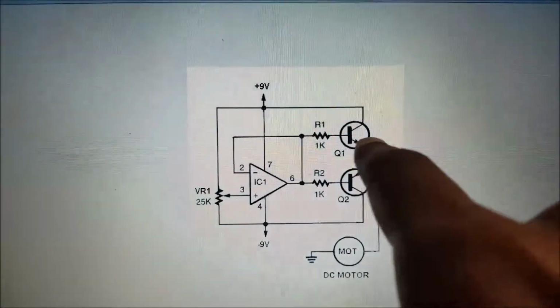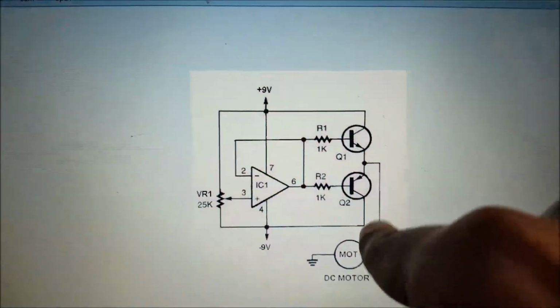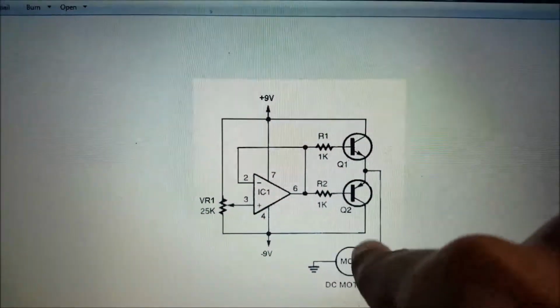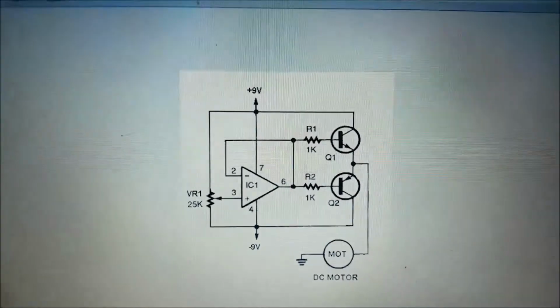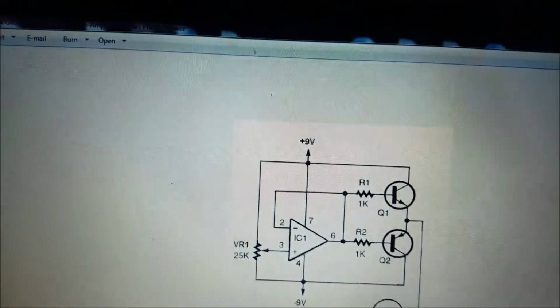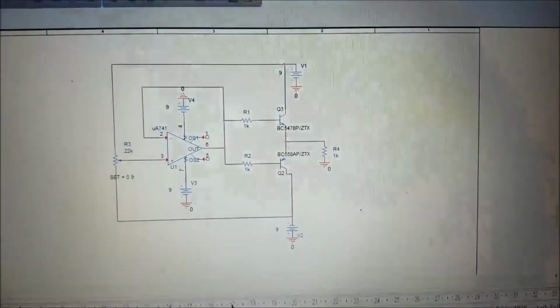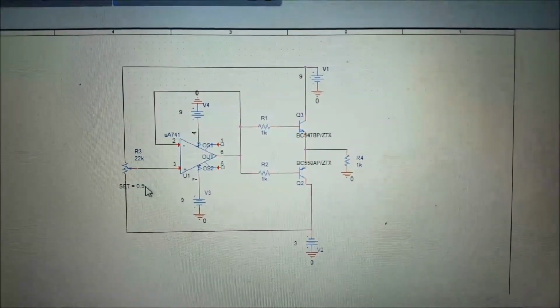When this potentiometer value is changed from one extreme to the other extreme, the current direction changes and the motor rotates in the respective direction. Now you will see the simulation for this project. This is the project schematic for simulation.